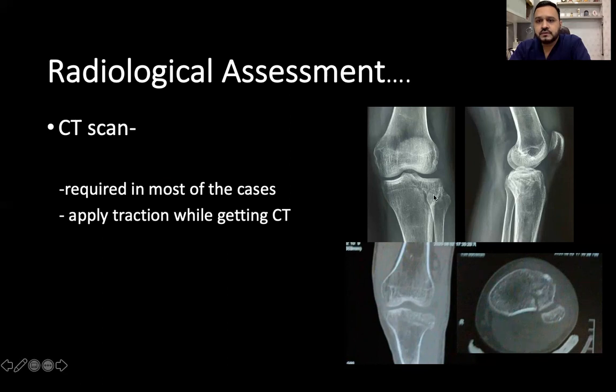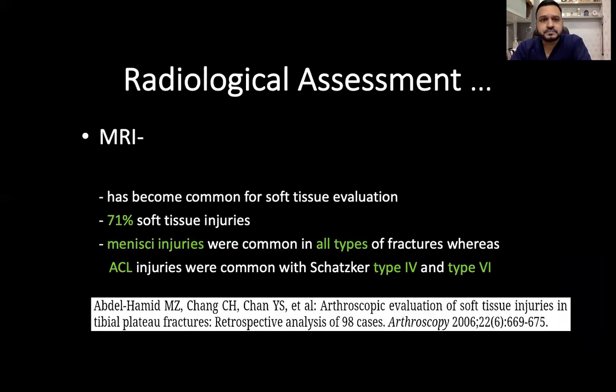So innocuous-looking fractures in AP and lateral X-rays can have a severe depression, and you can also identify the fracture line, where it is entering and exiting in the tibial rim. So CT scan gives valuable information from a management point of view. The use of MRI has also become very common these days for soft tissue evaluation. There is a paper by Abdel Hamid.